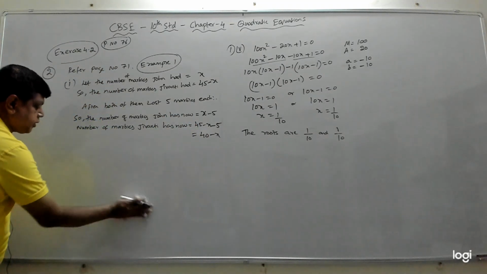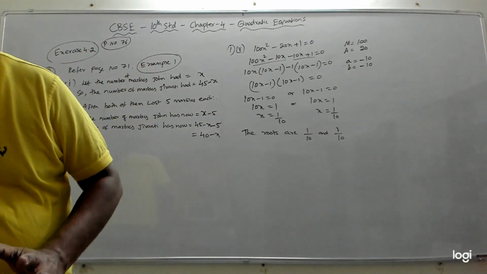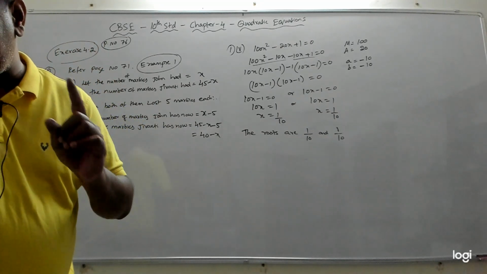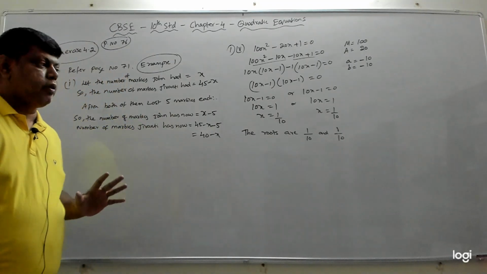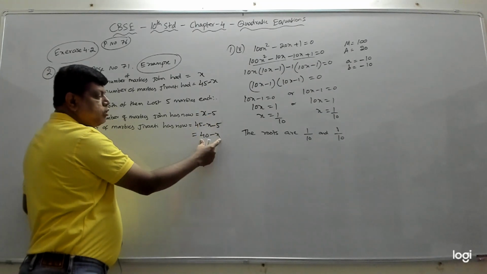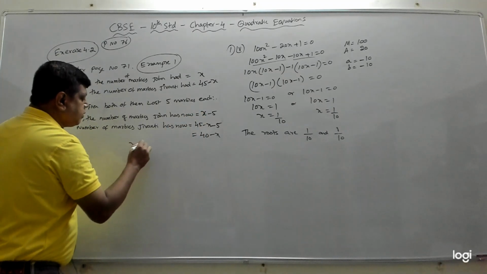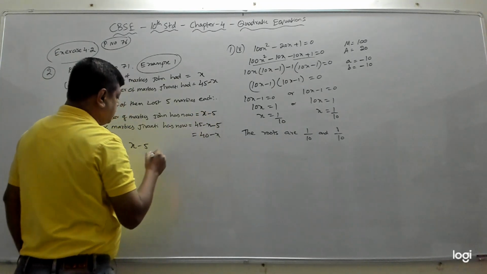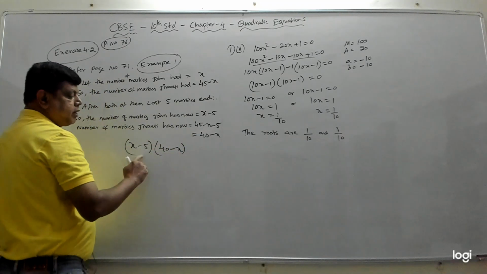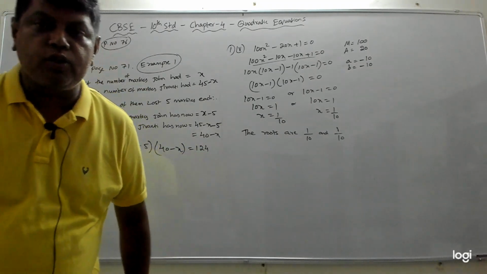Now the question says that after both lost 5 marbles each, the product of the number of marbles they have now is 124. So the number of marbles John has now, into the number of marbles Jivanti has, is equal to 124. John has x minus 5, right? Into Jivanti, how much she has? 40 minus x. Now the product, which we multiply, gives you 124. That's what the question says.